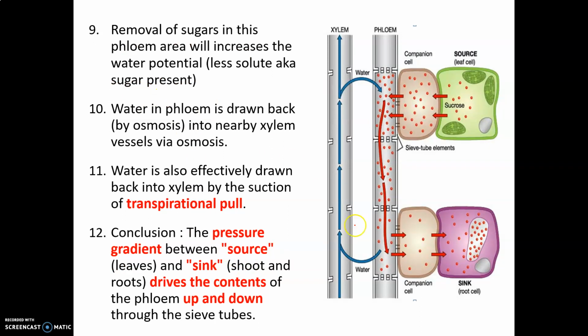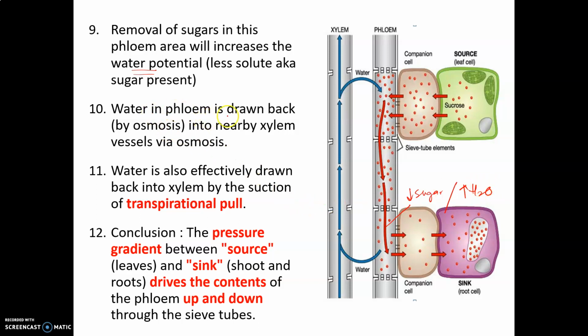Jadi pada masa yang sama bila sugar tadi dah di-remove, dah dibawa masuk ke dalam the sink cell melalui companion cell, bila masuknya ke dalam sini kita boleh nampak the concentration of sugar dekat this area dia dah start berkurang. Jadi removal of sugar in this phloem area will increase the water potential. Disebabkan now the concentration of sugar dah berkurang, maksudnya the concentration of solute pun akan berkurang, jadi akan increase in the water potential. Okay, which is dia akan increase in the water potential.